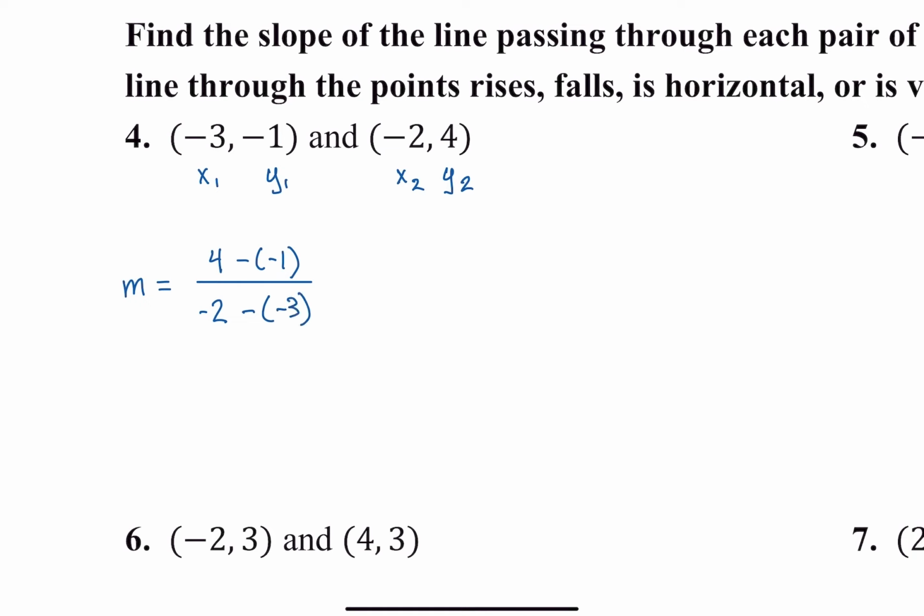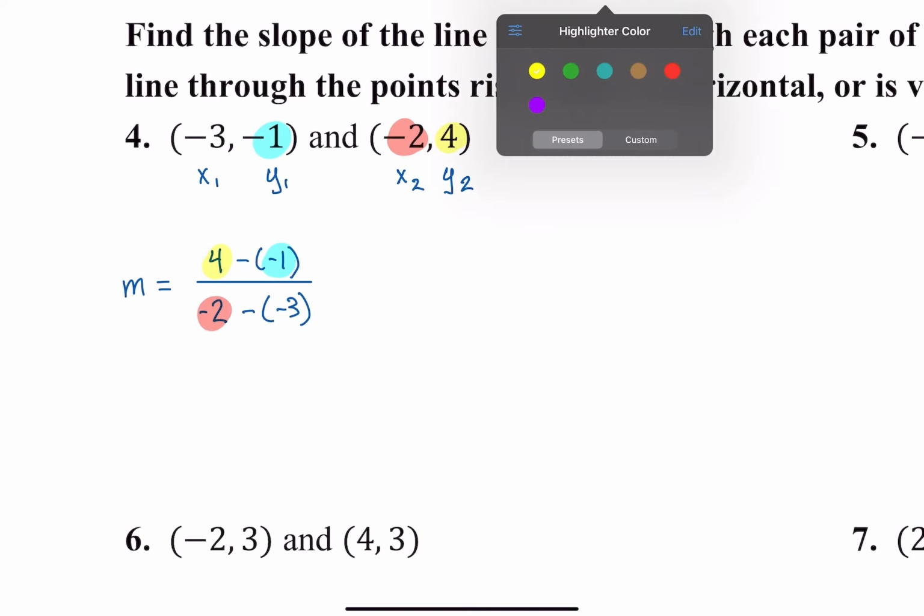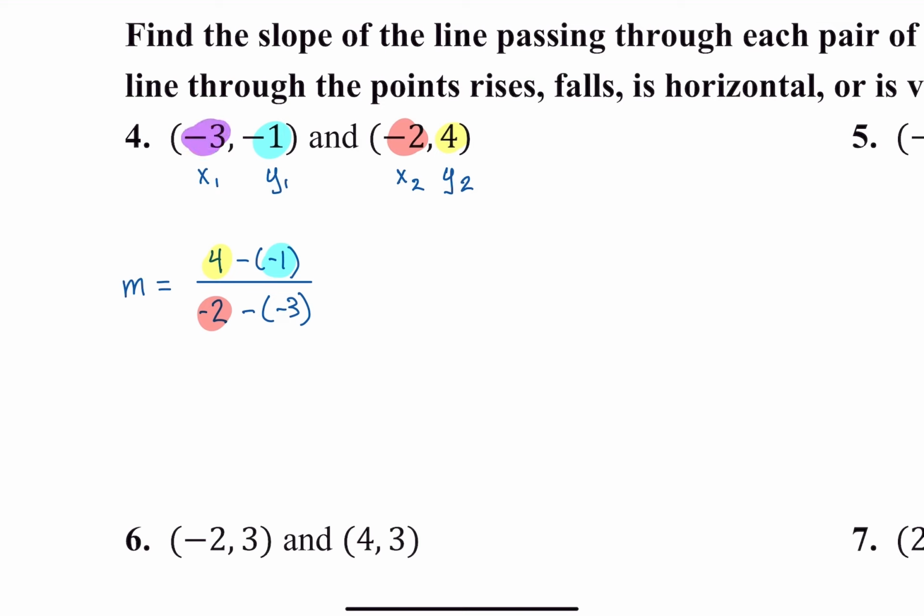Just to kind of color code where points are coming from. This 4 is right here. This -1 is right here. This -2 is right here. And I need one more color. Let's go ahead, and this -3 is right here. So, very colorful. Let's simplify this. 4 minus a -1 turns into 4 plus 1. And -2 minus a -3 is -2 plus 3.